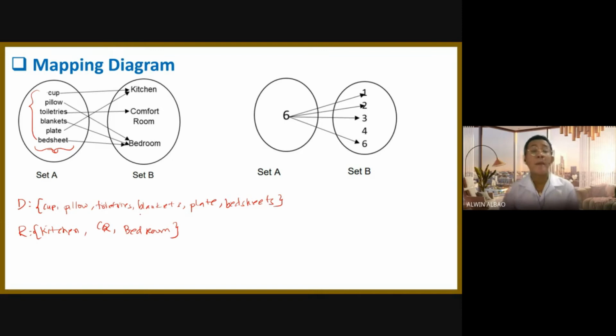Okay, so sa mapping diagram, tandaan lang natin, nasa left side niyan yung input, yung ating domain, and then yung nasa right side yung ating output, yung range. Okay, so what about the next figure? So our domain in the next figure, since 6 lang yung nasa input natin, ang domain natin ay 6. And then sa range natin is 1, 2, 3, 4, and 6. Okay, so ganyan pagkuha ng domain at range ng ating mapping diagram.